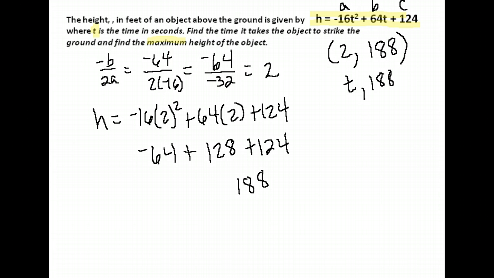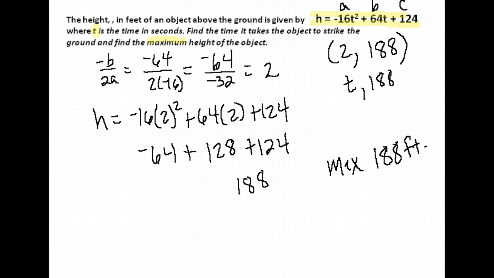Is it feet? Yes, it's feet. Okay, so we've answered one of the questions. Our maximum height is 188 feet. That's as high as the object will get, and then it will come back down. After how long will it strike the ground is the second question.